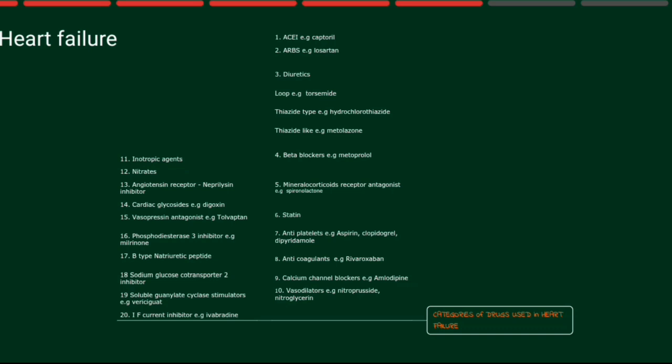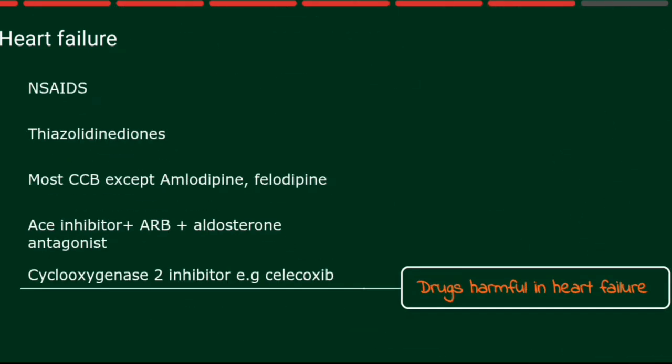So let's talk about harmful drugs that you cannot use to treat heart failure. They are harmful. So NSAIDs are harmful, thiazolidinediones are harmful, and most calcium channel blockers are harmful, except amlodipine and felodipine. And you cannot combine ACE inhibitor, ARBs, and aldosterone antagonists together. It is harmful in heart failure. And also cyclooxygenase 2 inhibitors like celecoxib, you cannot use them. They are harmful for heart failure.